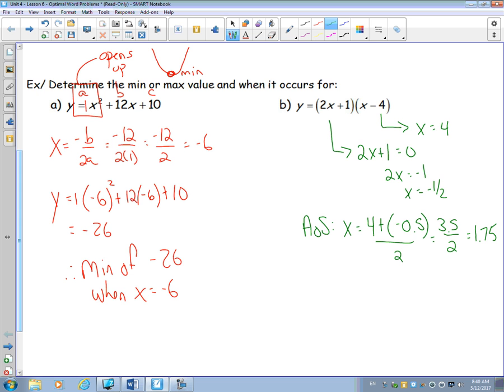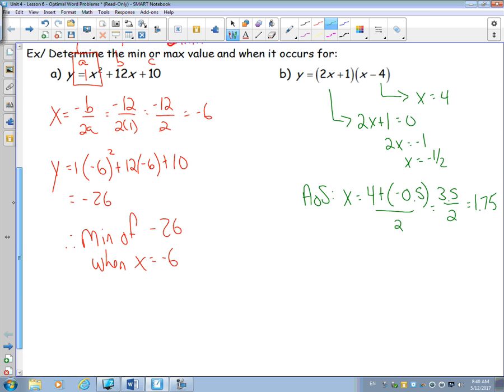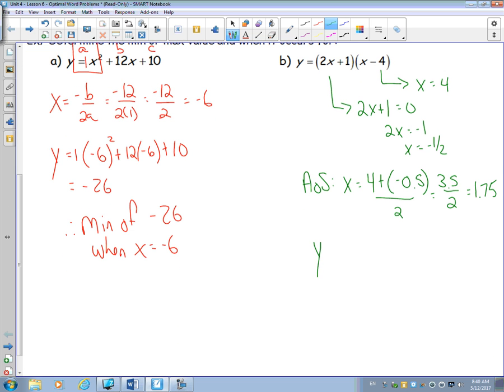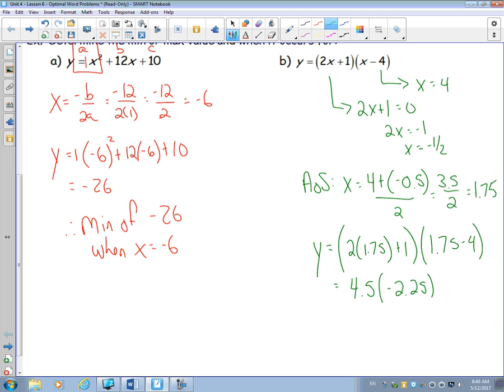Again, once I know it, I can plug it back into my equation. So I can put it in for all the x's. So 2 bracket 1.75 plus 1, and 1.75 minus 4. And my first bracket comes out to 4.5. The second one, negative 2.25. And if I multiply that together, I get negative 10.125. Okay, so there's my math.